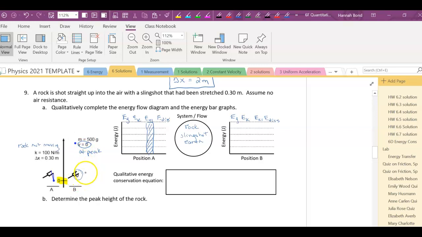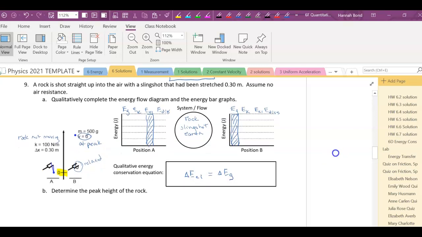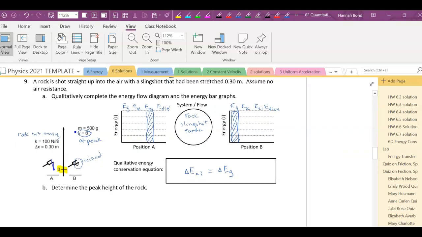The slingshot is relaxed. Since the slingshot is relaxed, there's no more elastic potential energy. So all of the energy in the system is now stored as gravitational potential energy. So our conservation equation says that the change in the elastic potential energy equals the change in the gravitational potential energy. What they're asking me for is the peak height of the rock.